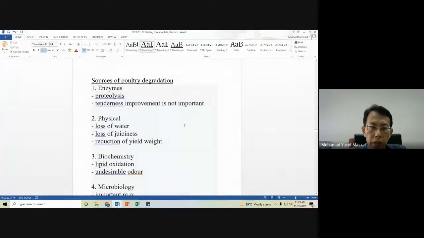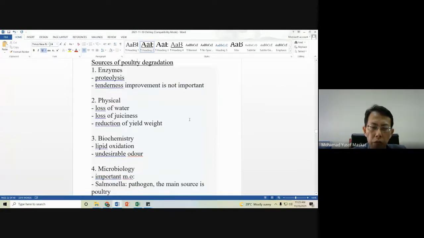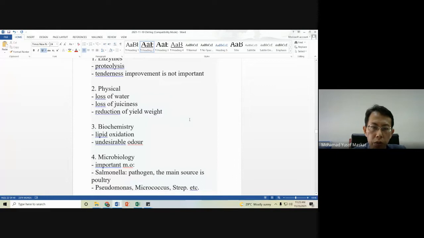Okay. So secondly is physical. Physical sources of poultry degradation: the loss of water we have discussed just now. It is important so that we won't lose the juiciness and also reduction of yield weight. And then about the biochemistry, similar to meat, lipid oxidation and also undesirable odor.